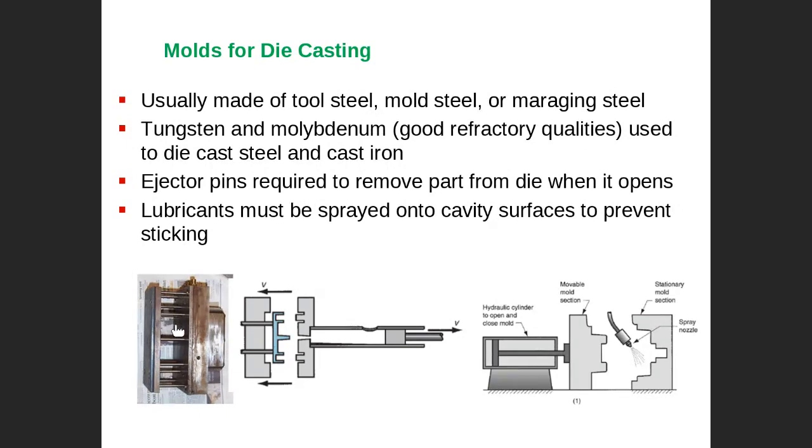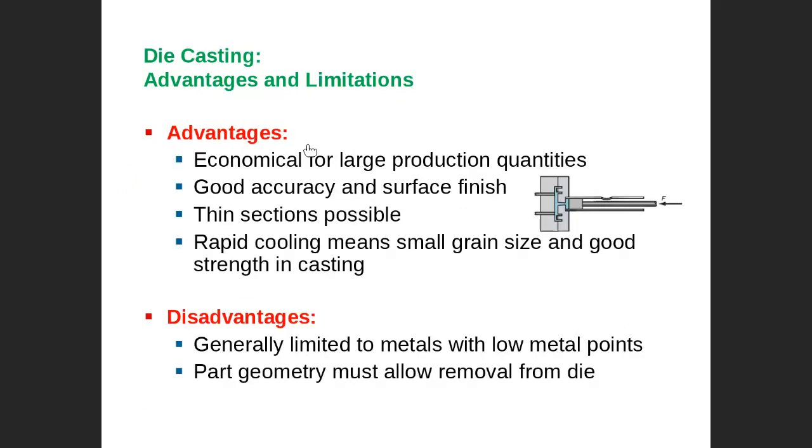The ejector pin here is very important. This is an actual photo of the die, and this is the ejector pin. When you push, the ejector pin is used to remove the part out. It is very important. Lubricant must also be added to prevent sticking. Don't forget, lubricant is always needed before you do the casting, to prevent sticking or to easily remove the part from the casting process.